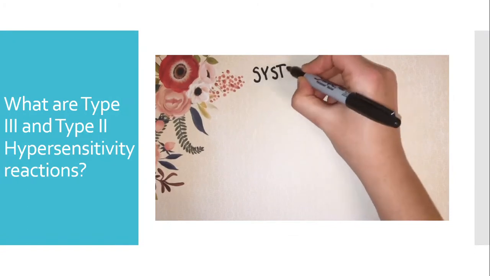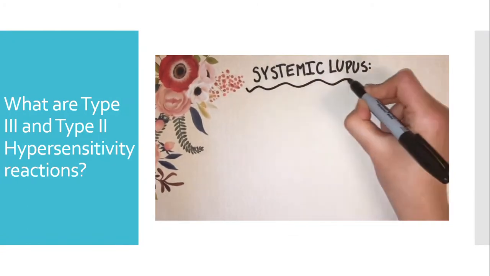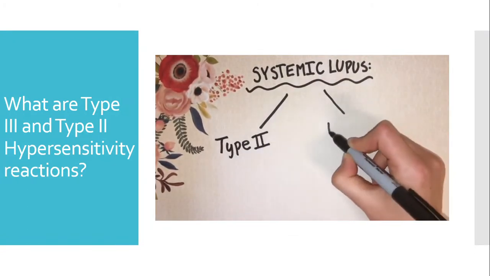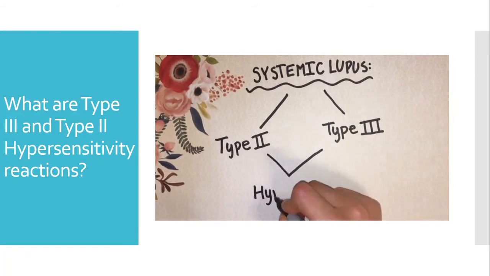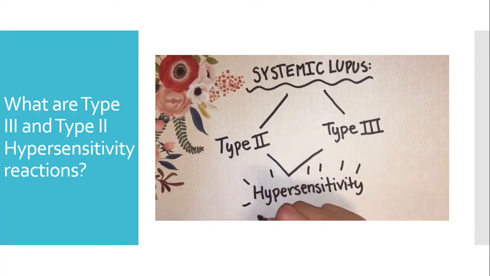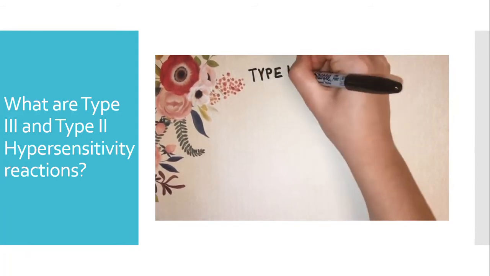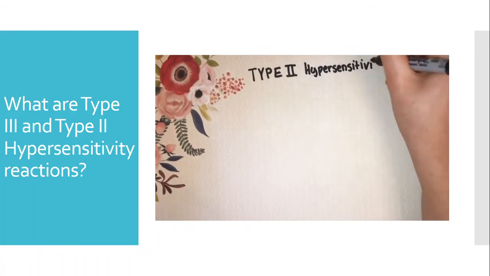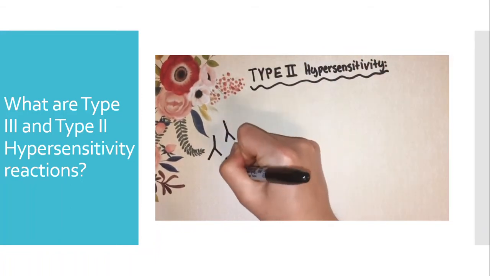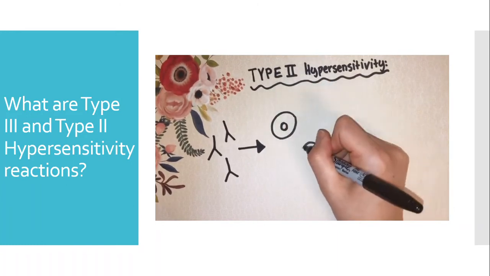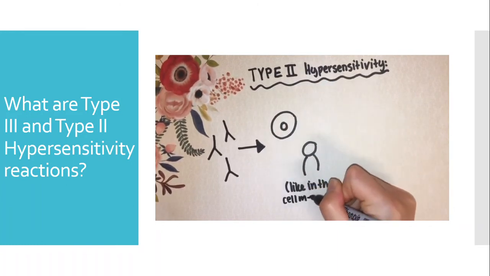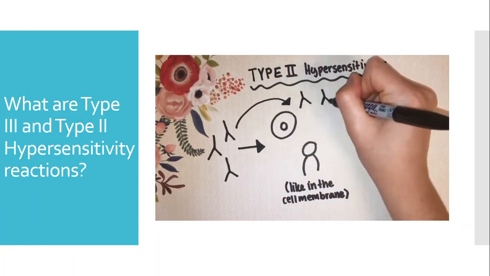The symptoms of SLE occur because of type 2 and type 3 hypersensitivity reactions. A type 2 hypersensitivity reaction occurs when individuals develop antibodies because of their genetics that mark white blood cells and phospholipids for destruction.